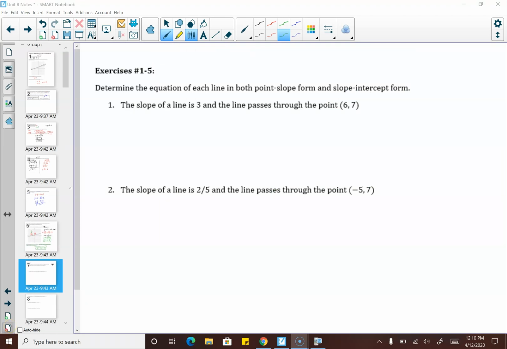So now what I'd like you to do is pause the video, and I want you to complete exercises 1 through 5. So you can see it tells you to do things both ways, point slope form and slope intercept. So my suggestion would be, you might as well write it in point slope form first, and then translate it into slope intercept form afterwards. But pause the video for a couple minutes so that you can try these on your own, and then check back to check your answers.